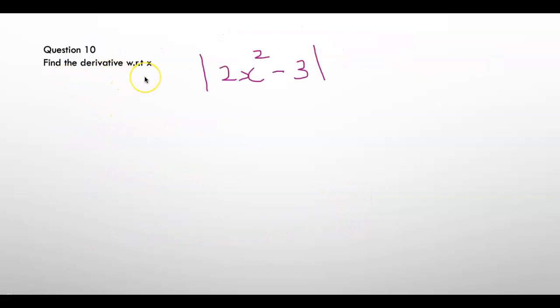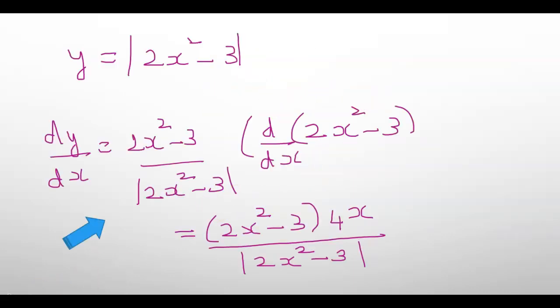Next question, find the derivative with respect to x of modulus of 2x squared minus 3. So I'll use this property which I had stated before, that d dx of mod x equals x by mod x, provided x not equal to 0. So if I call 2x squared minus 3 as u, this is u by mod u into d dx of u. So it is 2x squared minus 3 by mod 2x squared minus 3 into d dx of 2x squared minus 3, which is 4x. So this is your answer.